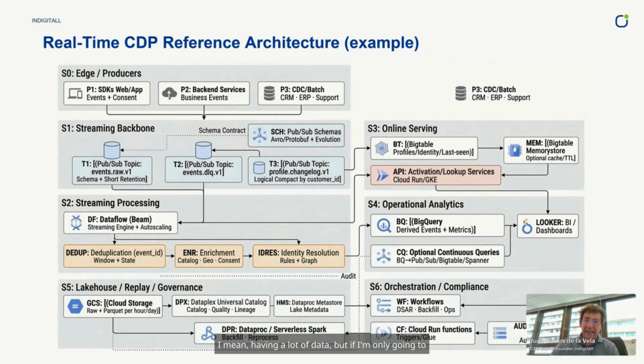I mean, having a lot of data, but if I'm only going to send emails later, it seems to me, in my opinion, a mistake, because in the end, email is a saturated channel. And you ultimately have to create journeys that allow you to orchestrate and communicate value to each customer through a different channel. In the end, we all have different communication channels on a smartphone.